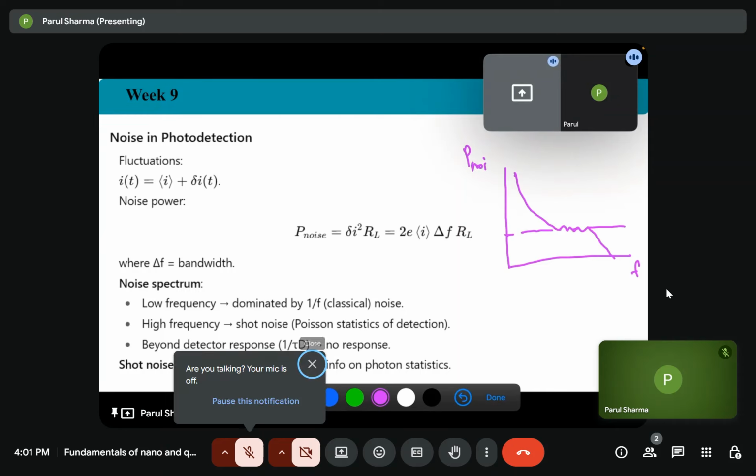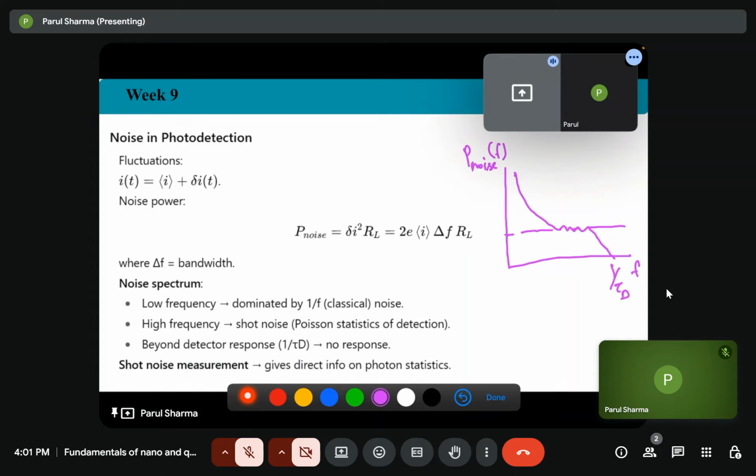P noise as a function of frequency, 1 by tau_d. So in the low frequency region, we have high noise, which is because of the thermal vibrations, and at higher frequencies, vibrations and temperature variation do not contribute. At higher frequency, we have the shot noise. This is my classical noise.